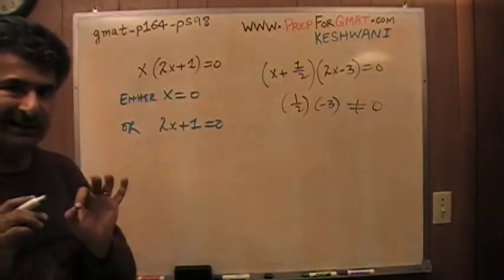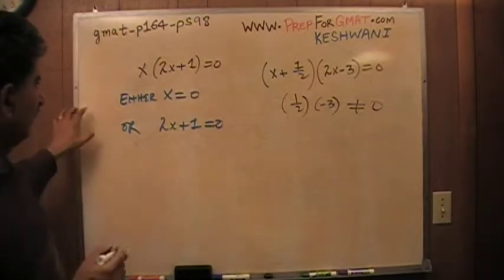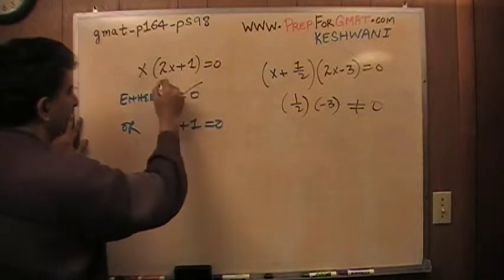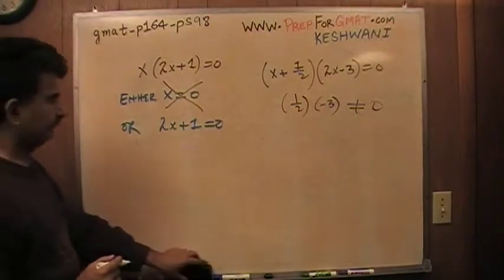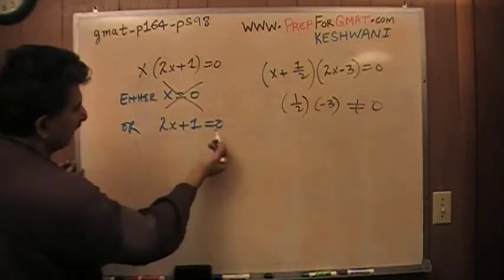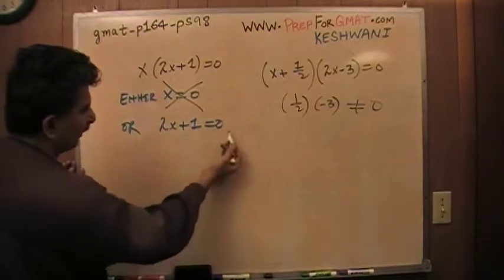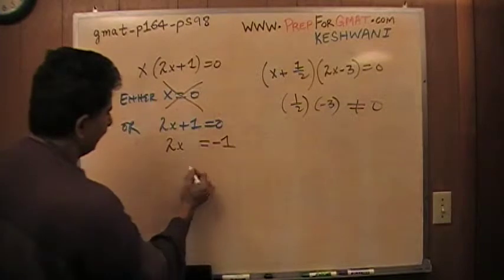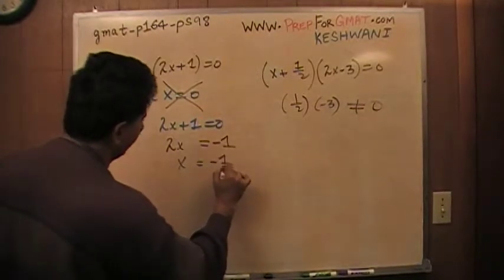That tells me that x cannot be 0. This scenario is not possible. Let's take a look at this one. Well, can this be possible? If that were the case, if I subtract 1 from both sides, that tells me that 2x equals negative 1, and x would have to be negative 1 half.